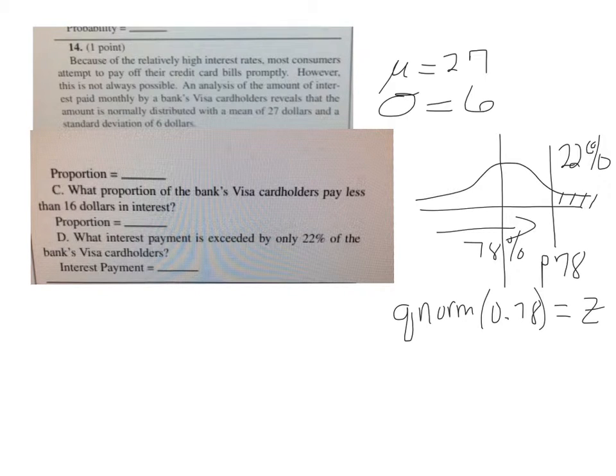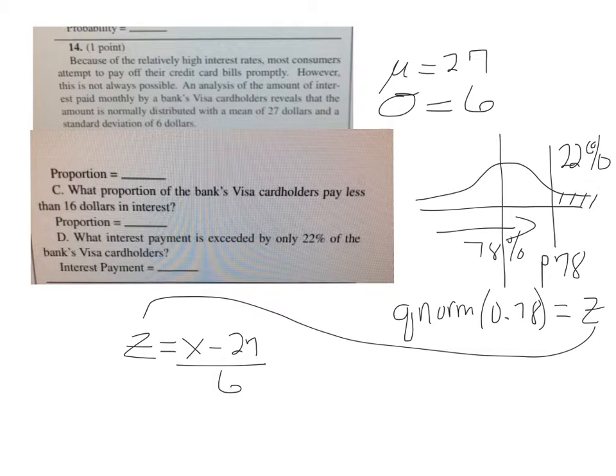And then to figure out what payment that is, you can go back to the Z-score formula, and the X is what we don't know. The mu is 27 and the sigma is 6. So once you have the Z-score from the Q-norm calculation, then you put it there and you'll get X equals 6 times Z and then plus 27. Make sure you do BEDMAS there, multiply first before you add, okay? And you'll get your X value, which goes in here, and that's the interest payment, okay?